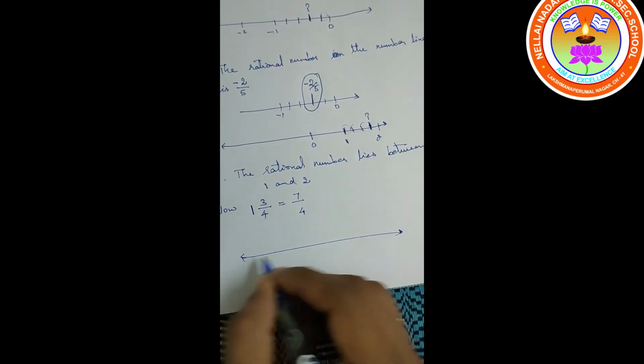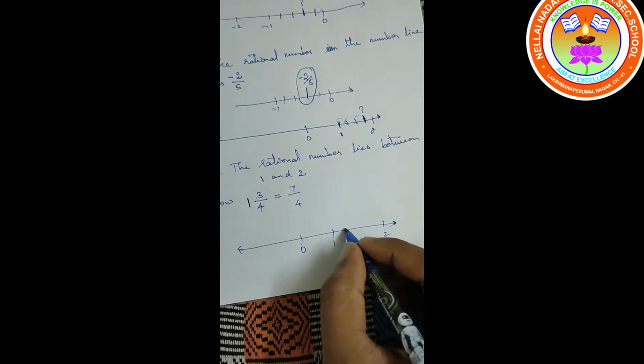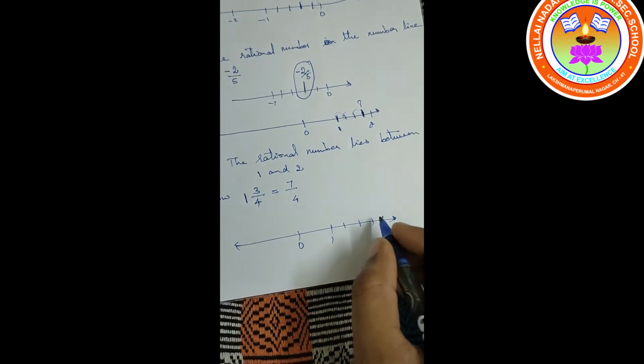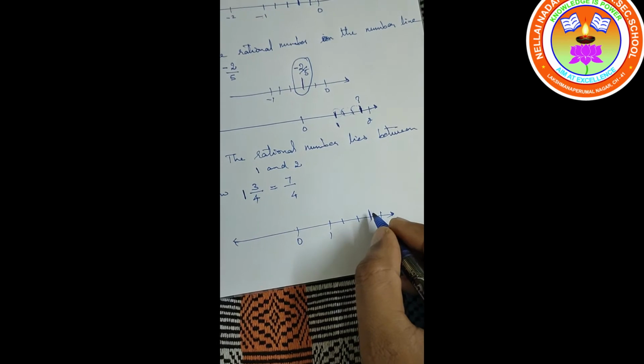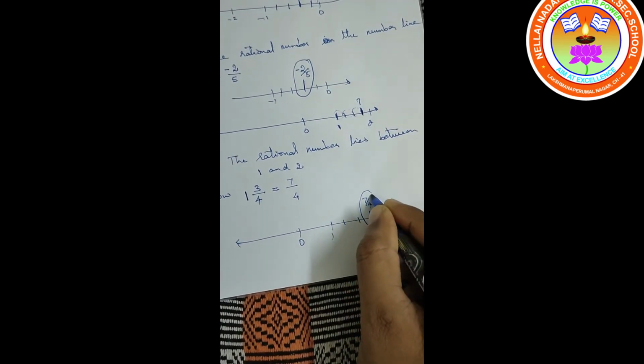Draw a number line. Put 0, 1, 2, with 4 equal parts. 1, 2, 3, 4 equal parts. In this position you write 7 by 4. Got it?